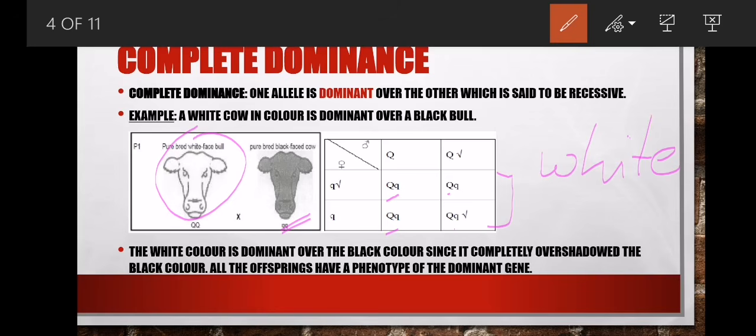Why do we say it's complete dominance? Looking at the last bullet, we say the white color is dominant over the black color. Since it completely, can I please underline this one, it completely overshadowed the black color. All the offspring have the phenotype of the dominant gene, and that dominant gene in this case is white. So what I want you to understand here is that when you are given this, look at the parents, then look at the offspring, which is the end product, the F1 generation.